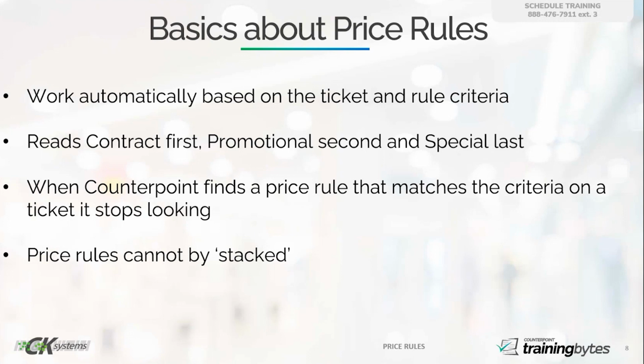When Counterpoint is looking at price rules, it reads them in a certain order. Counterpoint will read contract price rules first, followed by promotional, followed by special. When Counterpoint finds a price rule that matches the criteria on a ticket, it stops looking. So for that reason, you cannot stack your price rules. I get that question a lot. I want 25% off and then an additional 10%. The price rules will not accomplish that.